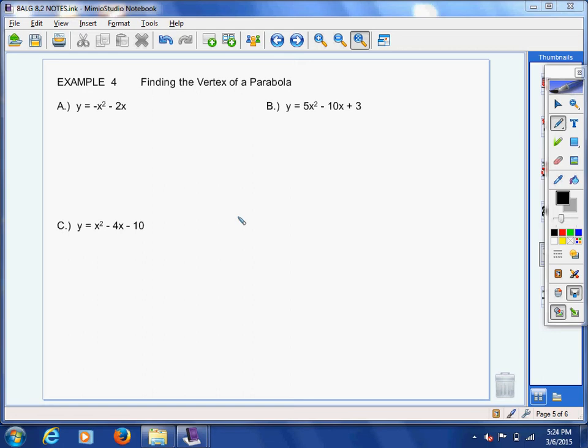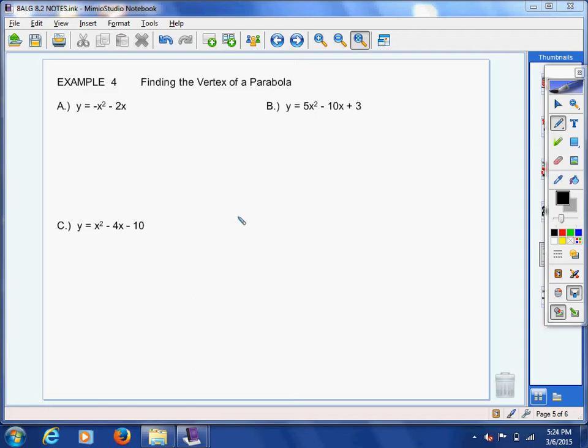Welcome back. We're in section 8.2, example 4, and I'm going to show you how to calculate the vertex of a parabola when you don't have a graph. Remember, when you do have a graph, just look and you can find the vertex actually quite easily. It's either your maximum point if it opens down, or it's your minimum point when it opens up. But when you're given an equation, you don't have to graph it to know what the vertex is. We can actually calculate it very, very easily.